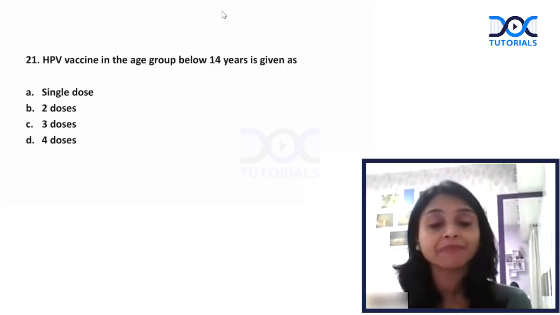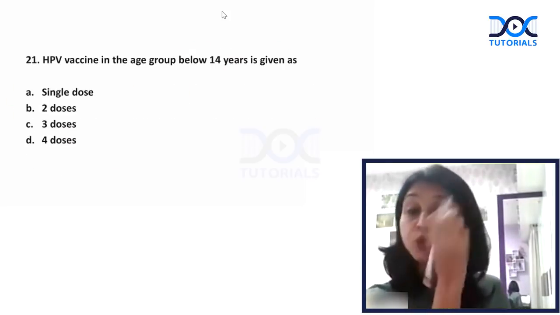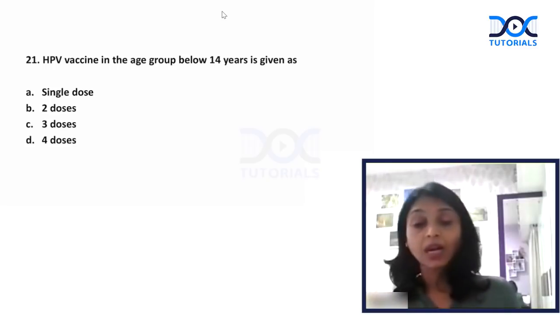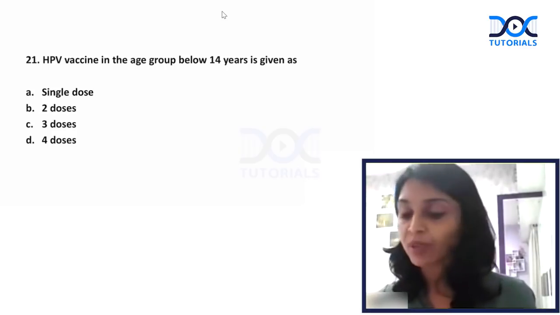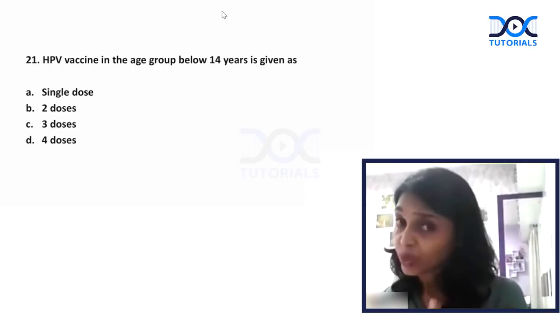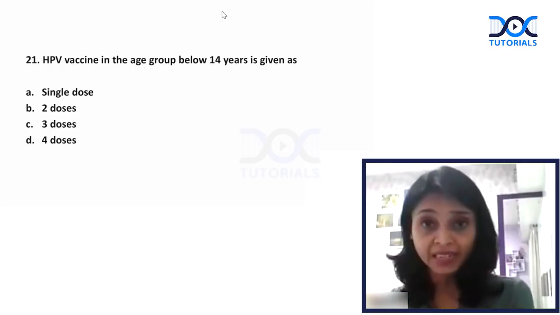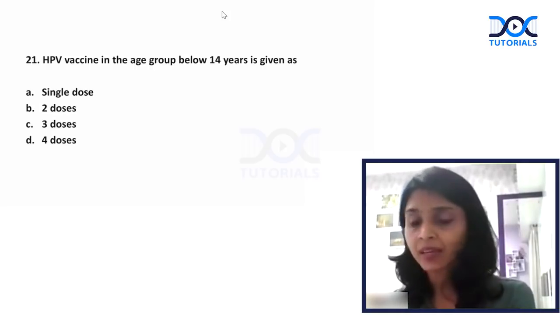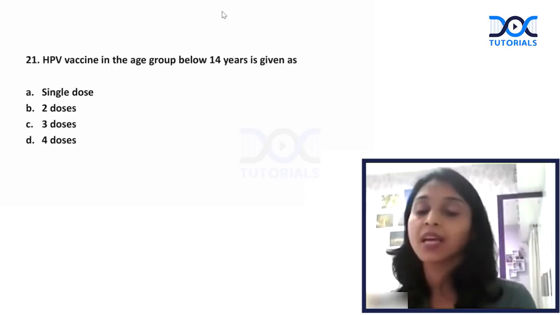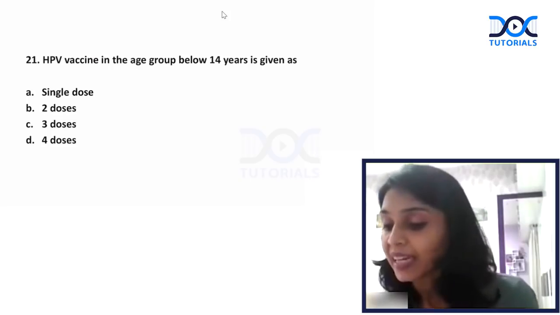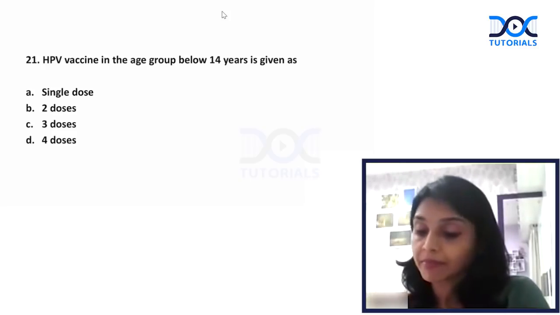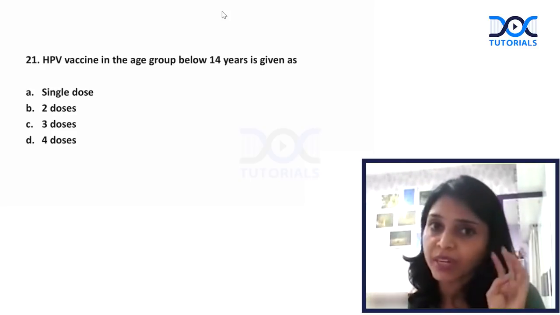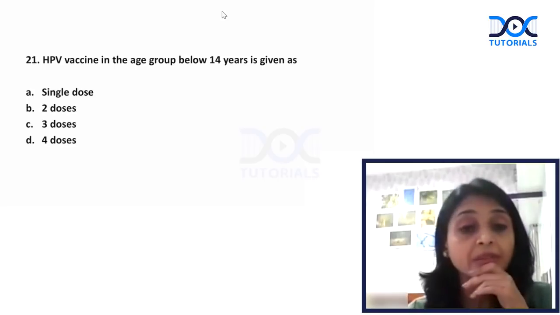Question number 21. See, there were two questions from HPV this time. One was regarding HPV viruses. Second was regarding HPV vaccine. This also I have taken in class as an integrated session, and I think in many places I have taken this. HPV vaccine in the age group below 14 years is given as, come on, tell me. 1 dose, 2 dose, 3 dose, 4 doses. How many?